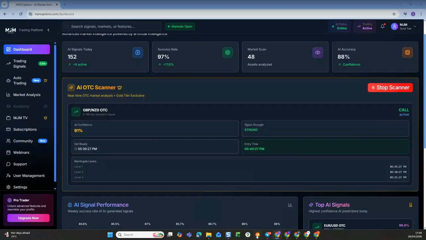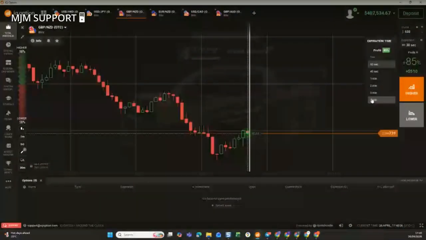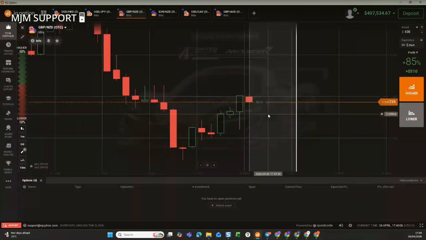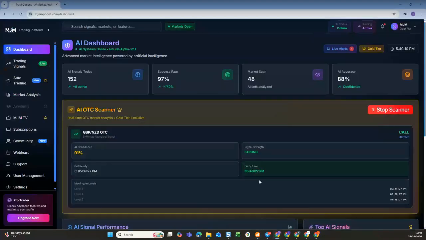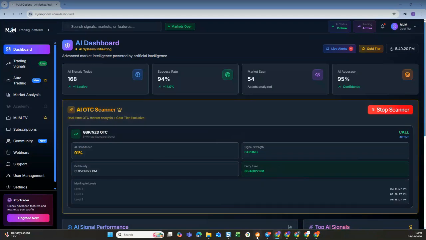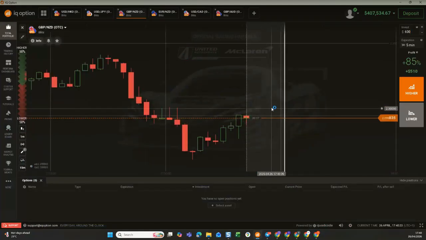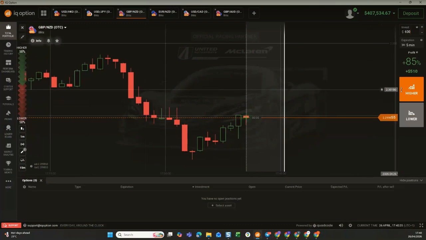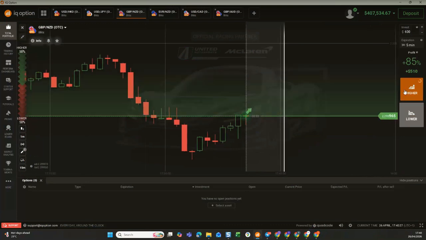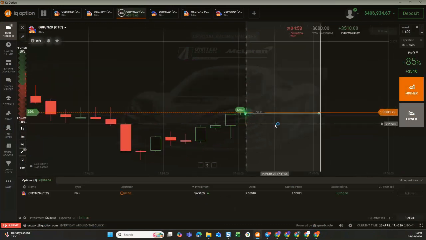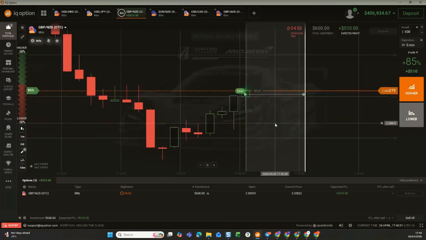So I'm going to change this to 5 minutes. The next thing I check is what time I am buying. I'm buying at 5:40, 27 seconds. So in 10 seconds, I'm going to be buying. 20, 21, 22, 23. I'm buying at 27, 24, 25, 26. So buy now. Currently I'm on this signal, which is the very first signal of the live session.